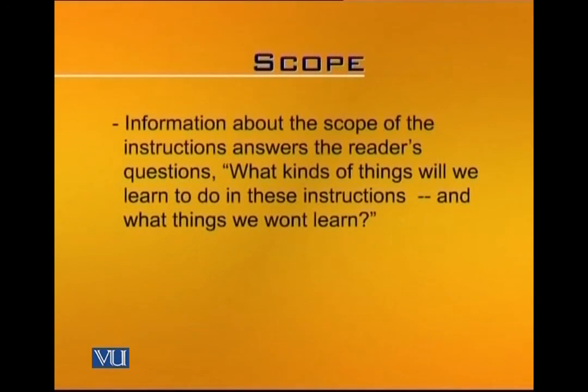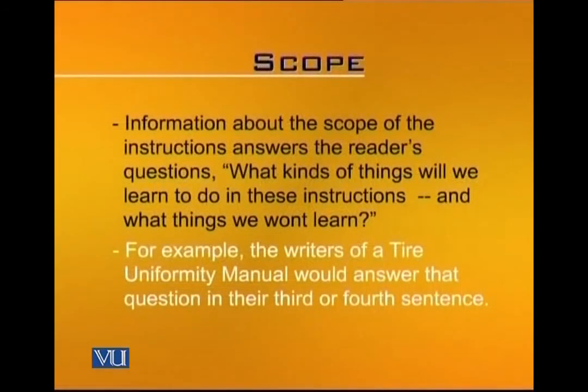Now coming to scope. Information about the scope of the instructions answers the reader's questions: what kinds of things will we learn to do by reading these instructions and what things won't we learn. For example, the writers of a tie uniformity manual would answer that question in their third or fourth sentence.